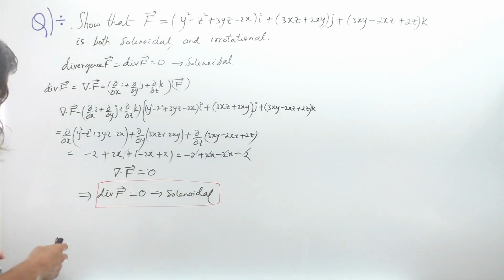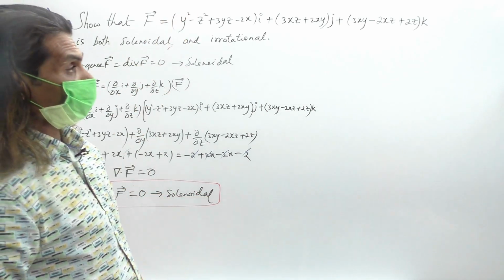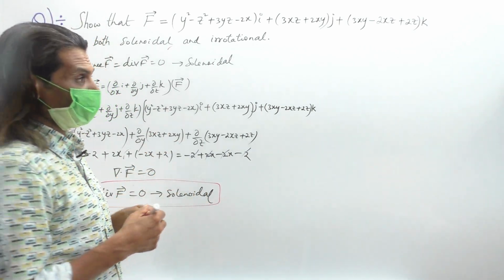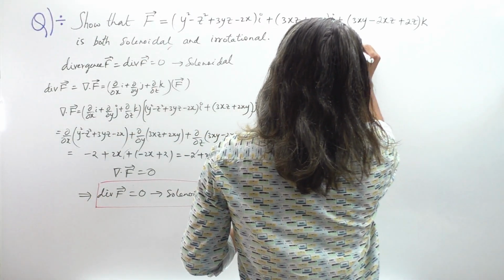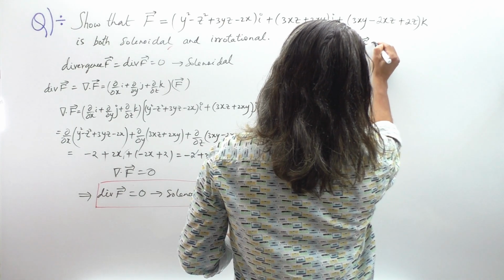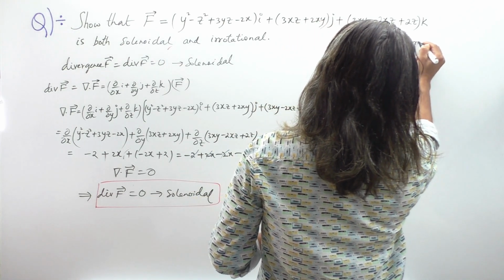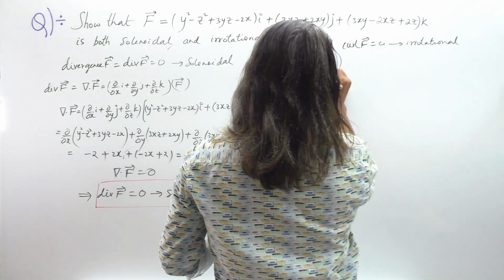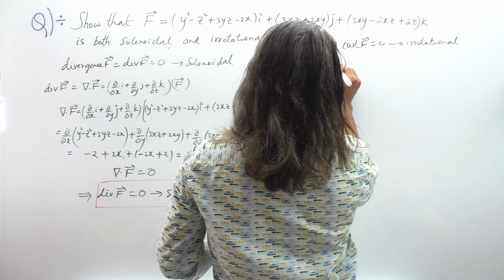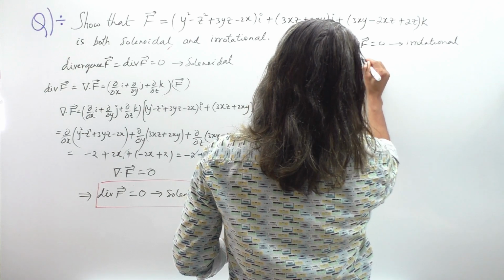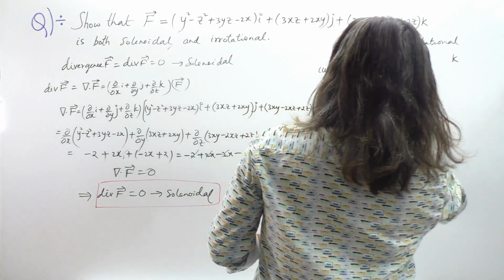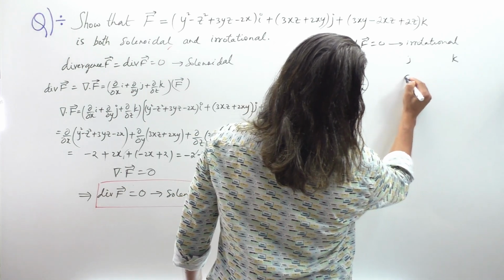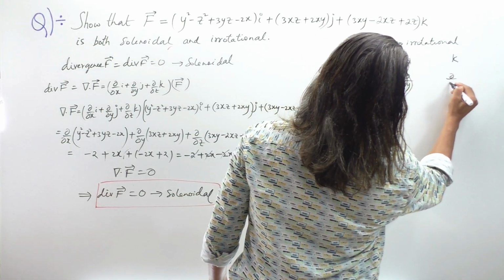So what does curl mean now? Sorry, now let's move on to irrotational. So what does irrotational mean? Irrotational means curl of f is 0. So if curl of f is equal to 0, we call it irrotational. So let's find the curl here now. Curl of f is equal to the determinant with i, j, k, then ∂/∂x, ∂/∂y, and ∂/∂z.